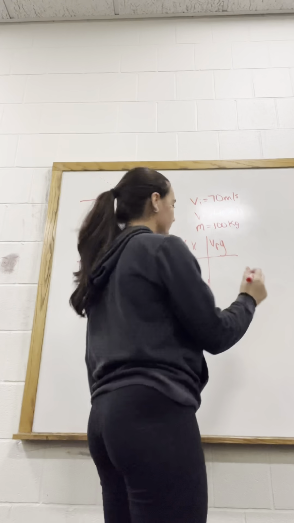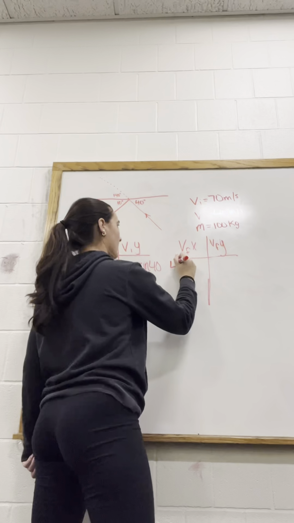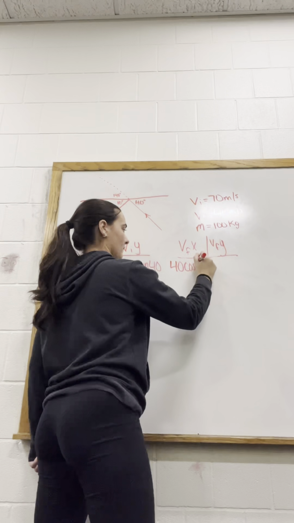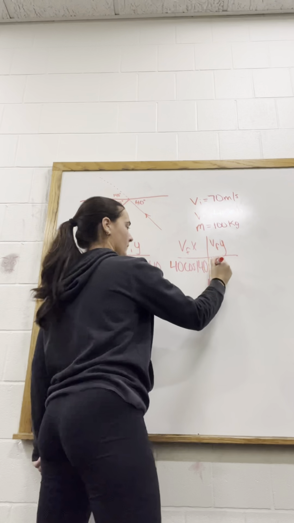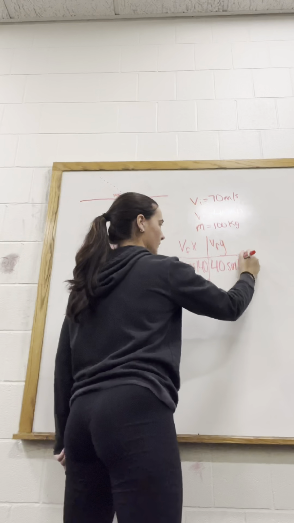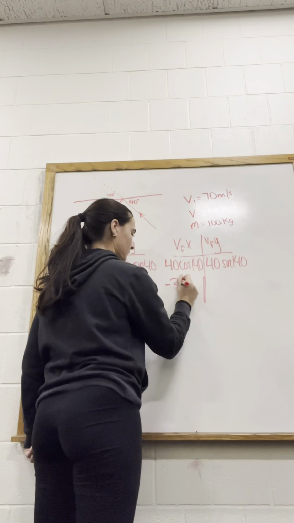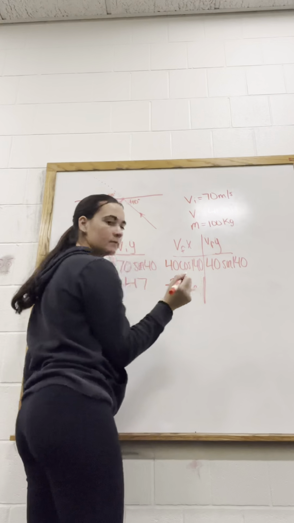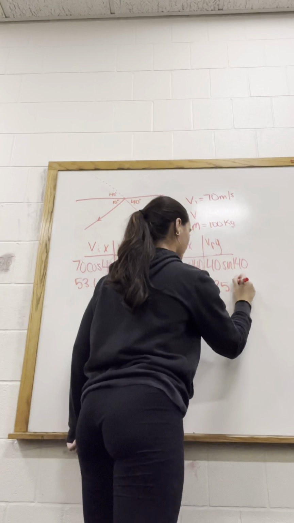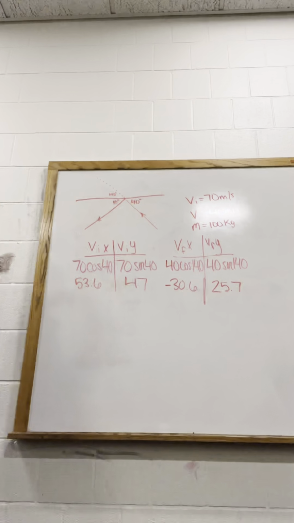Then we have to find the final velocity in the x direction. We do this by doing 40 cosine 140 and 40 sine 140. After calculating this, we found that it is negative 30.6 and 25.7.